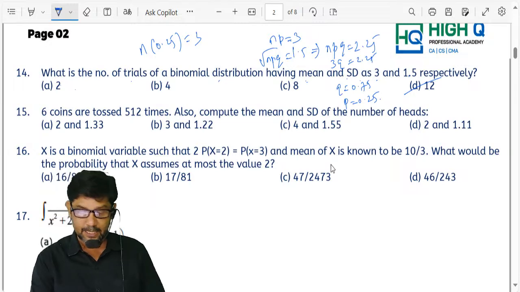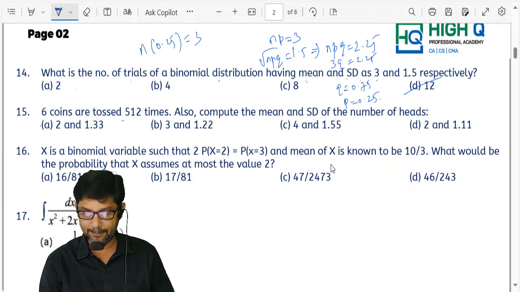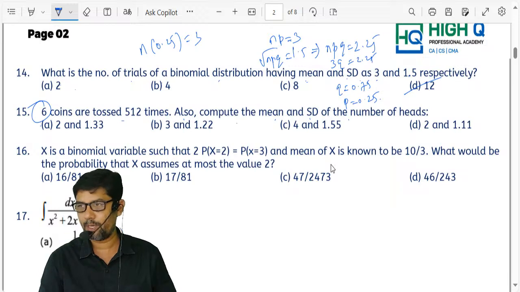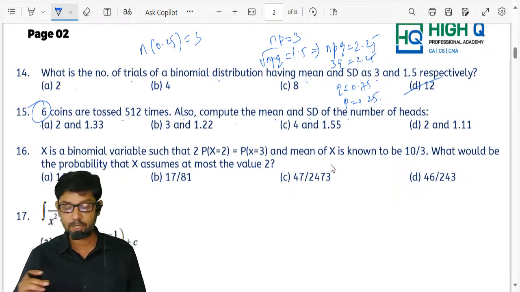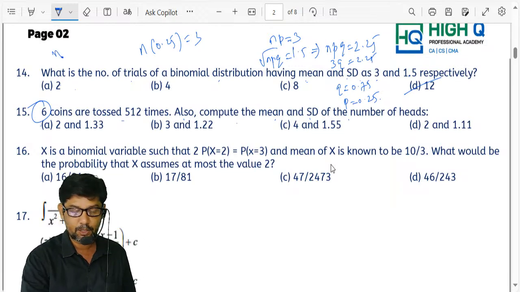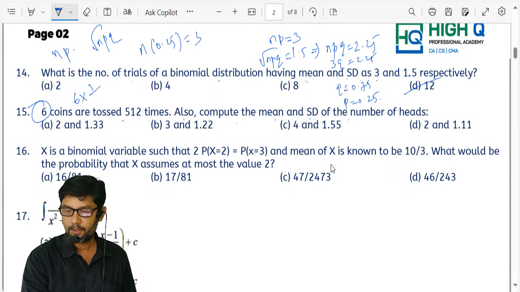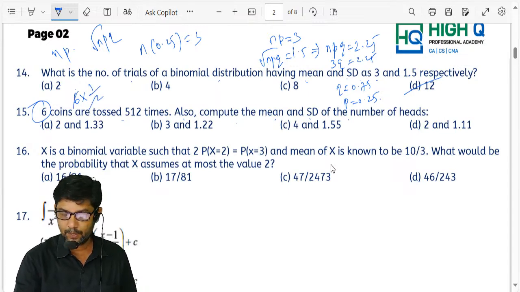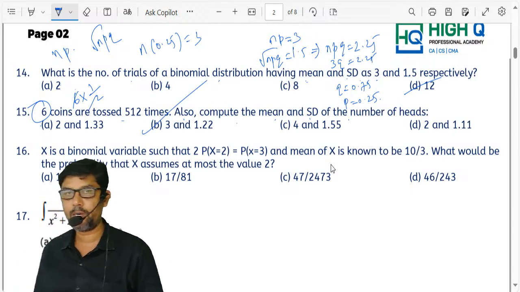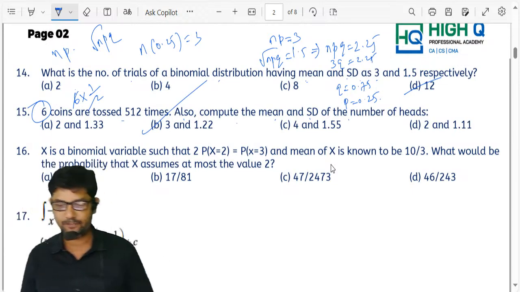Next, 6 coins are tossed 512 times. Also compute the mean and standard deviation of the number of heads. Okay, so 6 coins only we have to take. 512 you ignore. Mean is equal to NP, standard deviation is root of NPQ. N is 6, P is 1 by 2. So our answer is 3. Only one option has got 3, so directly I can mark it as option B. How many of you got it right?